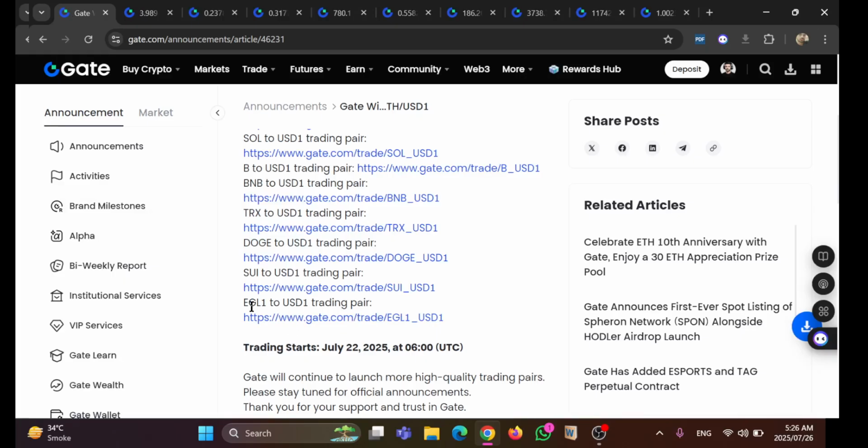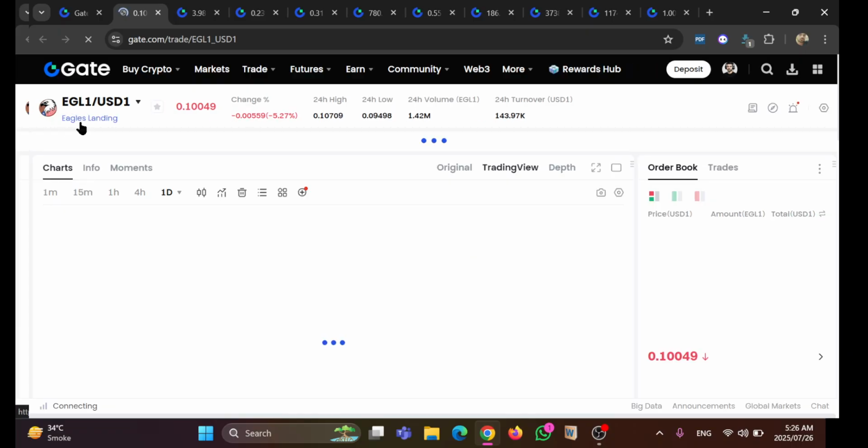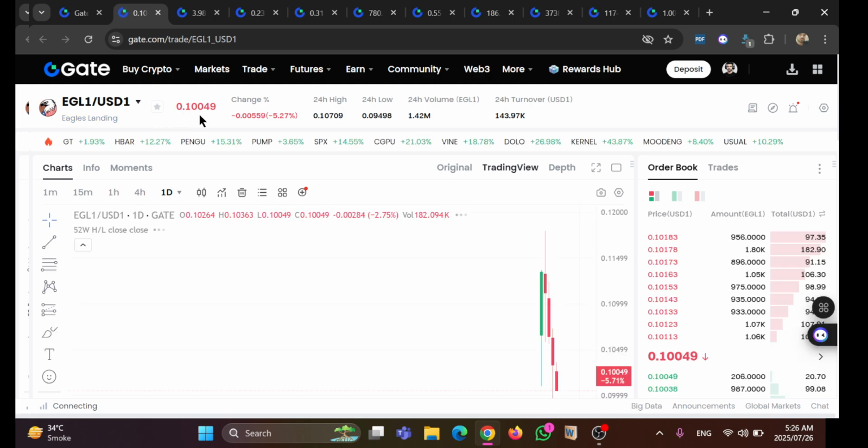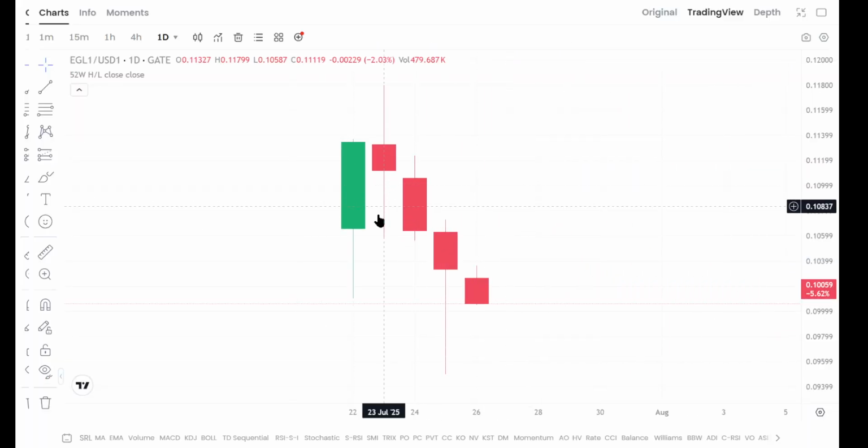Let's go back, and the next one is EGL1 to USDT1. Let's click on it, and here is EGL1, Eagle Landing. Its market cap is 0.10049. Its market price has decreased to 0.00559 USD1, which is 5.27%. And you can see how Eagle Landing's market price has decreased, so its market is bearish now, and it is not good to invest.